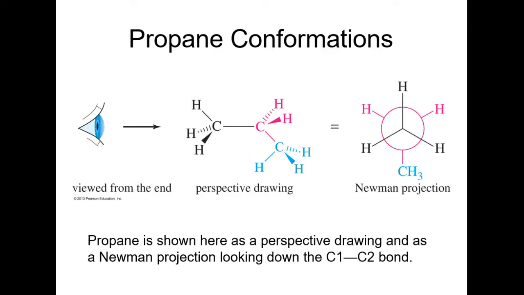Okay, now let's look at the same thing but at propane. Again, we're looking down the C1, C2 bond. This is C1, this is C2. This right here is C1, and in the back, behind it, you can't see it, is C2. Again, we're looking at these two carbons and the three things those carbons are attached to. In this case, it's a hydrogen, and a hydrogen. In this case, this carbon is attached to a hydrogen, and a CH3 group.